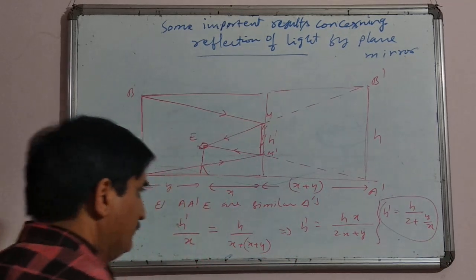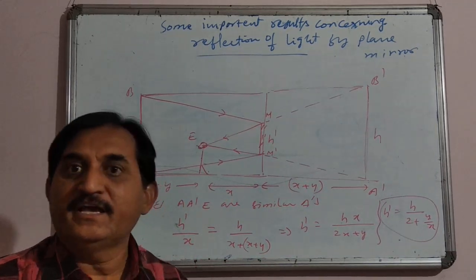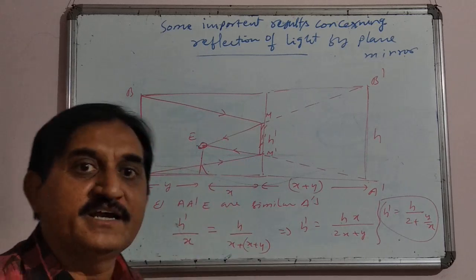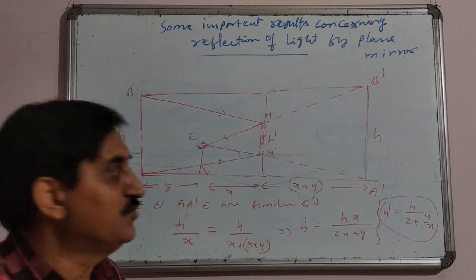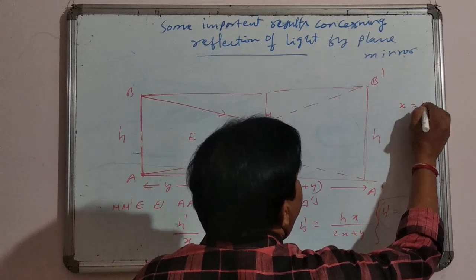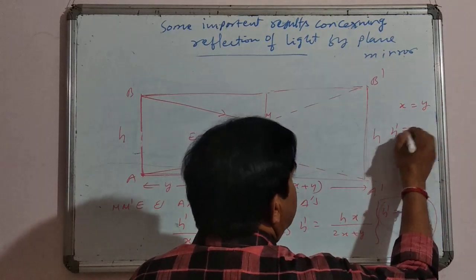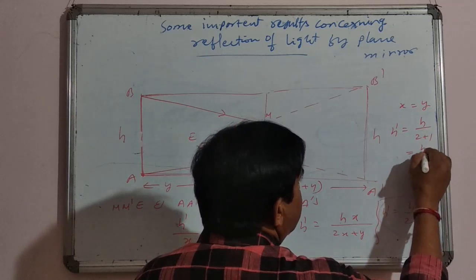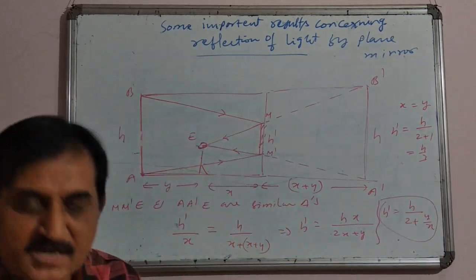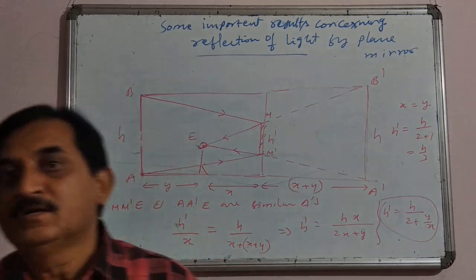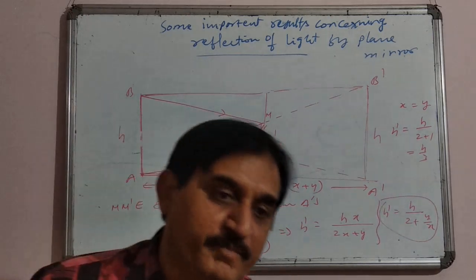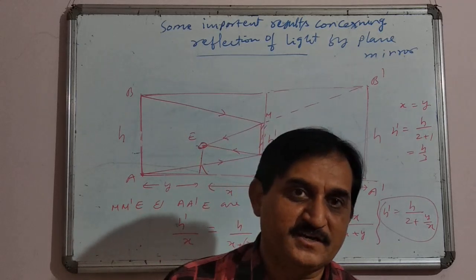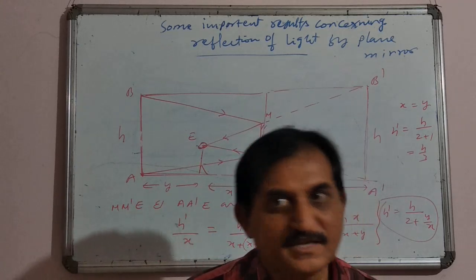This is the formula. Suppose if any extra cases are asked, whenever the person is standing at the middle of the room, therefore X equals Y. When X equals Y, we can get the minimum height of the mirror required as H by 2 plus 1, which is H by 3. And you can ask any question by giving the position of the person. You can easily find the minimum height of the plane mirror. Okay, thank you.